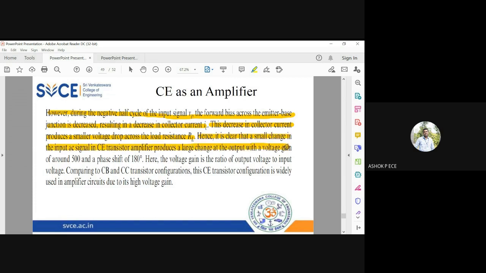This indicates that a small change in the input AC signal produces a large change in the output, with voltage gain around 500 and a phase shift of 180. I told you about this phase shift just now. The common emitter amplifier will always have a phase shift of 180 degrees, and the voltage gain is around 500. So if you give a 1 volt sine wave to your common emitter amplifier, the output sine wave will be 500 volt. I'm just saying this for an example.